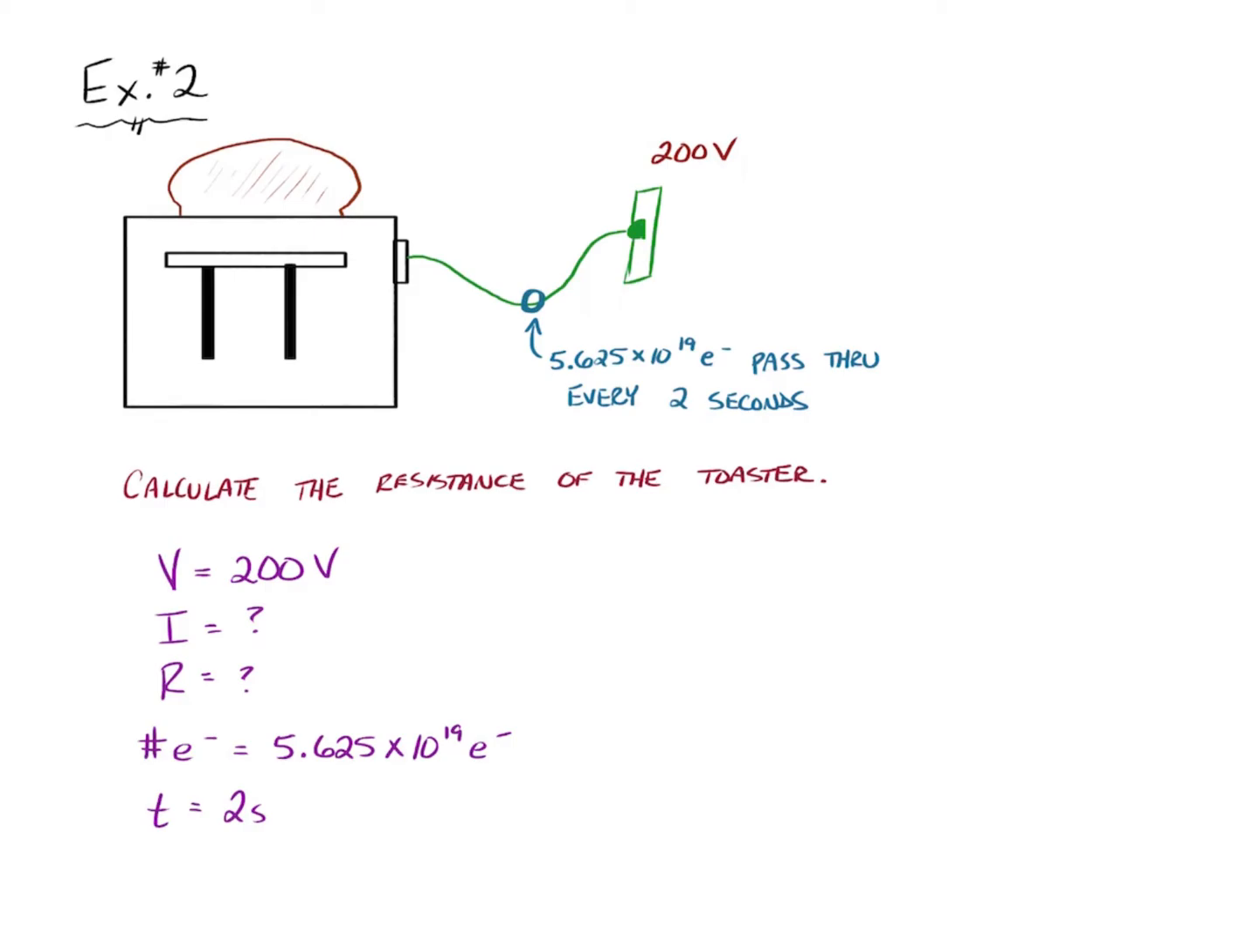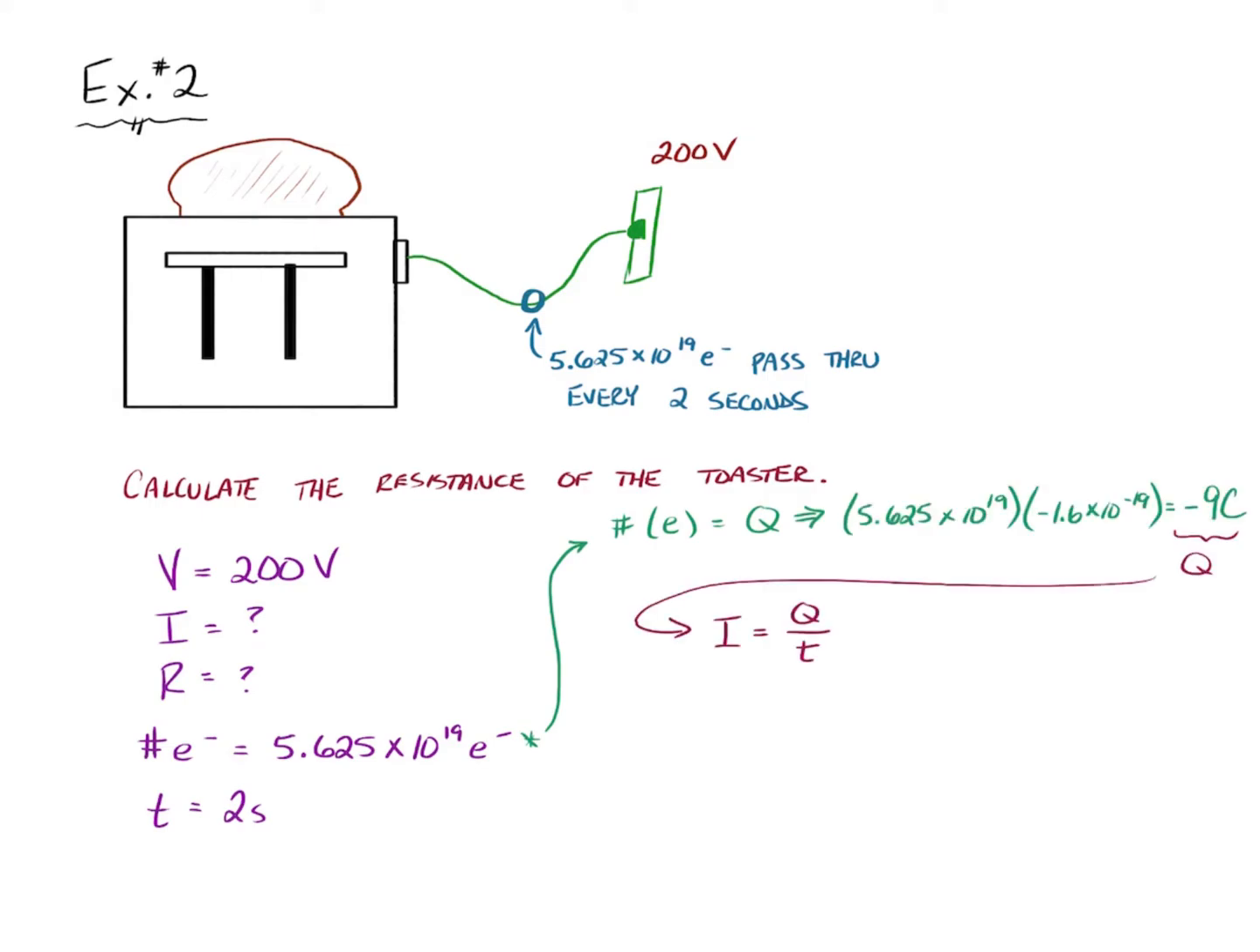So here we have another issue because we don't have I and we don't have R, so it doesn't at first appear as if we can use Ohm's law. But we do have some other information, and we do have other ways of calculating current. So the first thing we can do is recognize that the number of electrons times the elementary charge is equal to the total charge. So if I know the total charge, I might also realize that the current is equal to the charge divided by the time. So now we're starting to combine several equations.